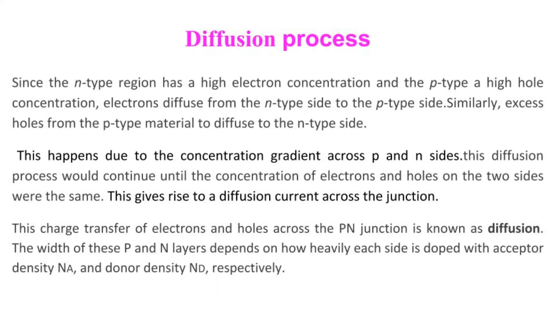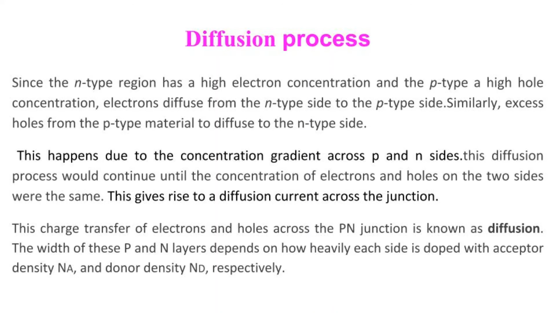Let us see the diffusion process. Since the n-type region has a high electron concentration and the p-type region a high hole concentration, electrons diffuse from the n-type side to the p-type side. Similarly, holes from the p-type material diffuse to the n-type side. This happens due to the concentration gradient across the p and n sides. This diffusion process would continue until the concentration of electrons and holes on the two sides were the same. This gives rise to a diffusion current across the junction. This charge transfer of electrons and holes across the p-n junction is known as diffusion.